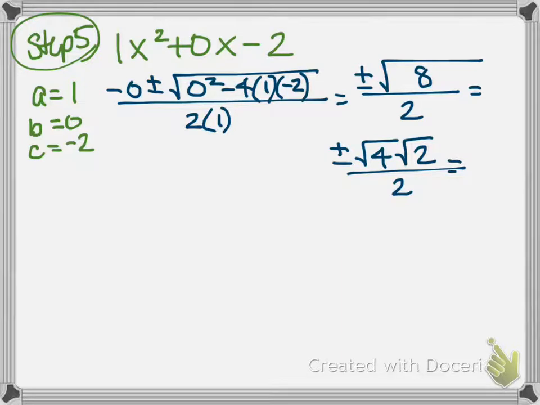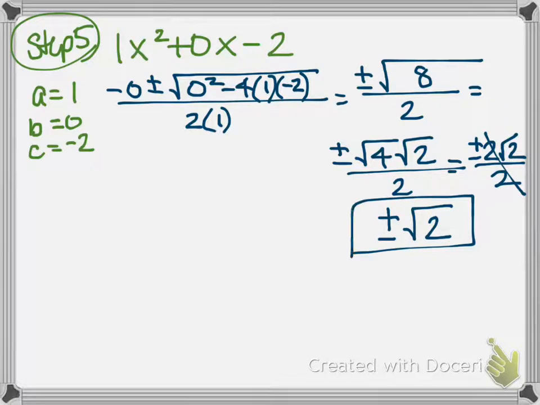The square root of 4 is 2, so I get plus or minus 2 times the square root of 2 divided by 2. These guys cancel, so I'm left with plus or minus the square root of 2, and there are my other two roots, positive square root of 2 and negative square root of 2.